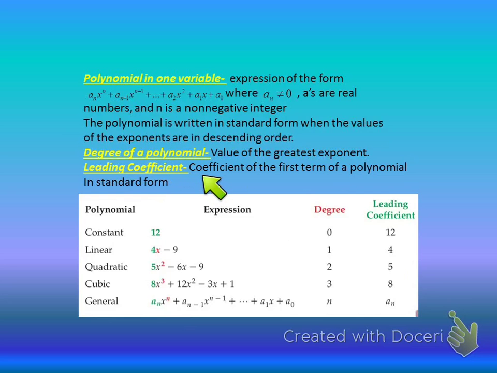The leading coefficient is basically the coefficient that's attached to your degree. If it's in standard form, the biggest exponent goes first, which is why it's key to write polynomials in standard form. For example, 5x squared minus 6x minus 9: x squared was the biggest exponent, so the degree is 2. The coefficient attached to it is 5, so your leading coefficient is 5. For the cubic, your biggest exponent was 3, so degree 3. The coefficient attached to it is 8, so your leading coefficient is 8. Very important to write these in standard form, that way it's pretty easy to tell.